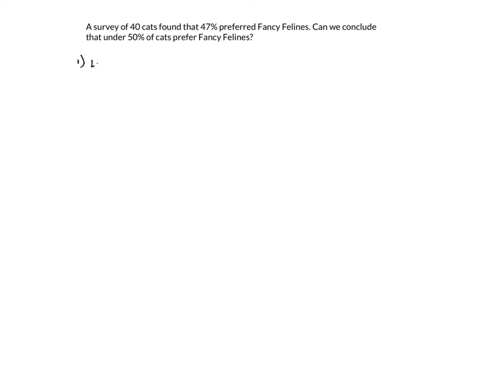The first step is going to be to go ahead and list. When I list, P hat is the actual percentage, which is 47%. I have n, which is my sample size of 40, and P naught, which is 50%, because I want to show that it's under 50%.